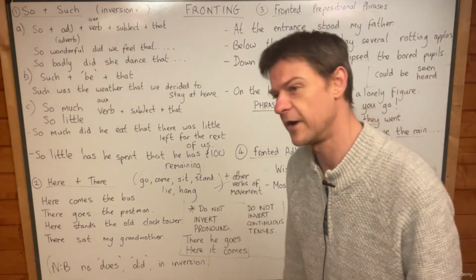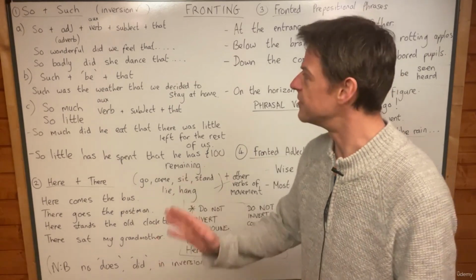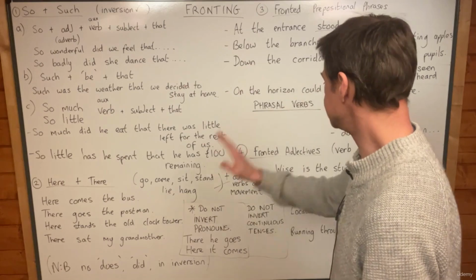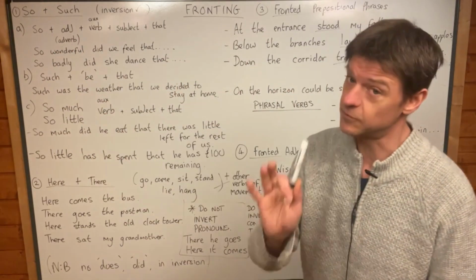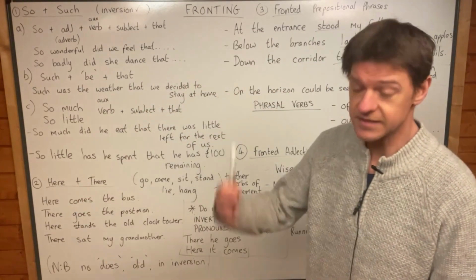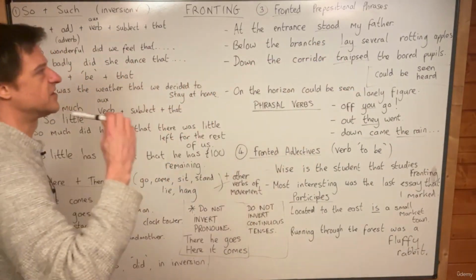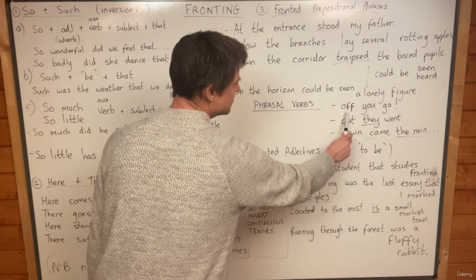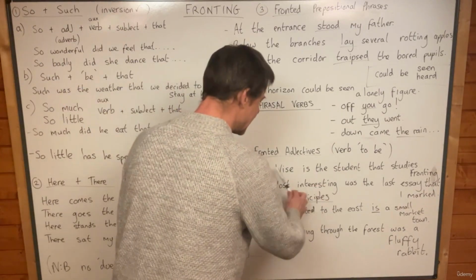Now, there are lots of different ways that we can do this, but there are a finite number of ways. There are only certain ways that we can put something at the front. So let's look at 4 different types of fronting. We're going to look at so and such at the front, and we have seen that already. We're going to look at here and there at the front. Again, I think we might have seen that in another class. We're going to look at fronted prepositional phrases that I don't think we have seen, including fronted prepositions in phrasal verbs. And we're going to look at fronted adjectives as well.